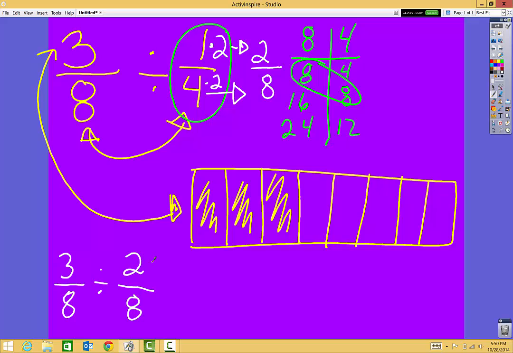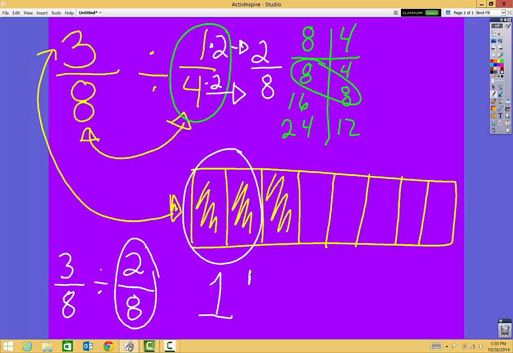Now I can easily solve this problem. I have 3/8 divided by 2/8. So I'm going to look for those groups of 2/8. Well, here's 1, 2. And I have 1 left over. So I have 1 whole. My numerator is how many parts I have left over. That's easy, I have 1 part.